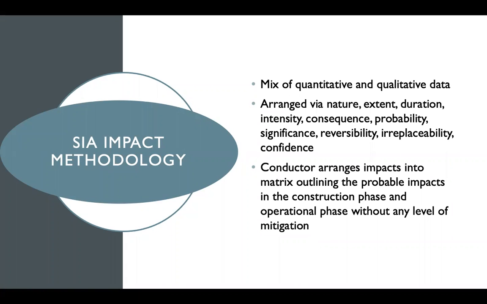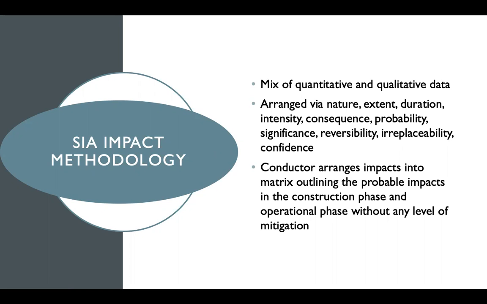we get into the social impacts that are assessed for each one. So there's a list of about 17 that he outlines. And for this, he uses a mix of quantitative and qualitative data. Kind of to assess these, he arranges them via this list of different characteristics of them. So nature, extent, duration, intensity, consequence, probability, significance, reversibility, irreplaceability, and confidence.